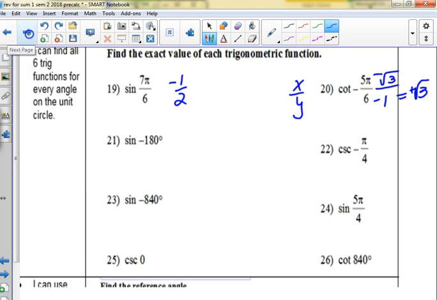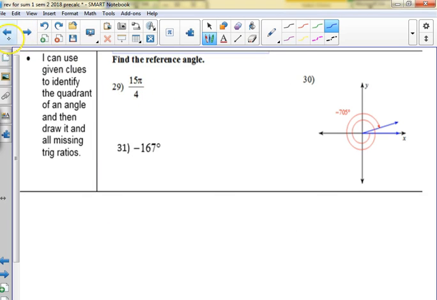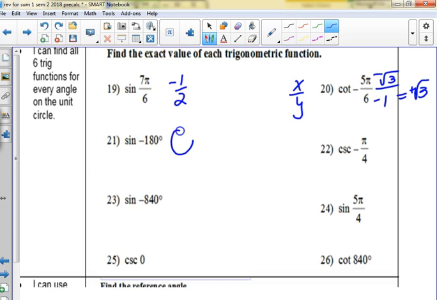Sine of negative 180. Well, 180 is 180 whether you went positive or negative. So we're here. What's the sine? The sine is just the y coordinate, right, guys? We don't need to flip it over or put it over anything, so it's just 0. Okay. Negative pi over 4. The coordinate should be square root of 2 over 2, negative square root of 2 over 2. Is that right, guys?